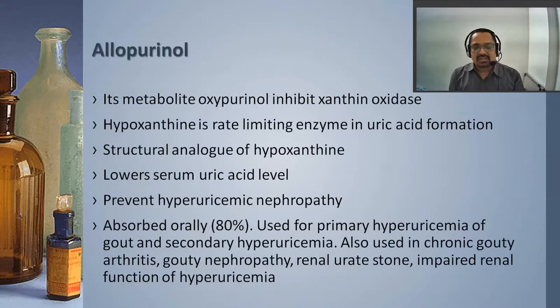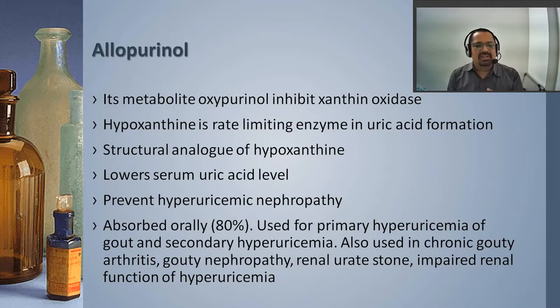The next drug is allopurinol. It is metabolized to oxypurinol, which inhibits xanthine oxidase. Allopurinol is a xanthine oxidase inhibitor. Hypoxanthine is the rate limiting step for uric acid production. Allopurinol is a structural analog of hypoxanthine. So in that way, it blocks hypoxanthine, and the uric acid production will be reduced by allopurinol.